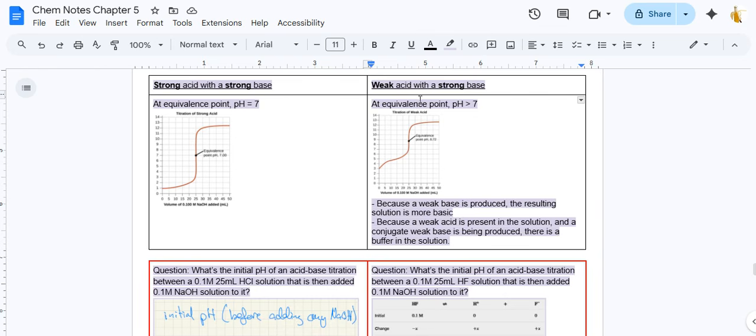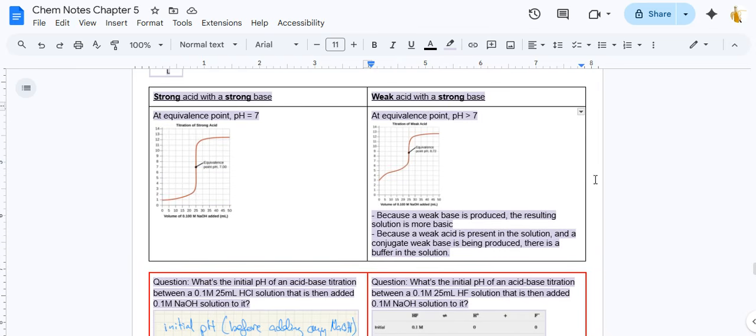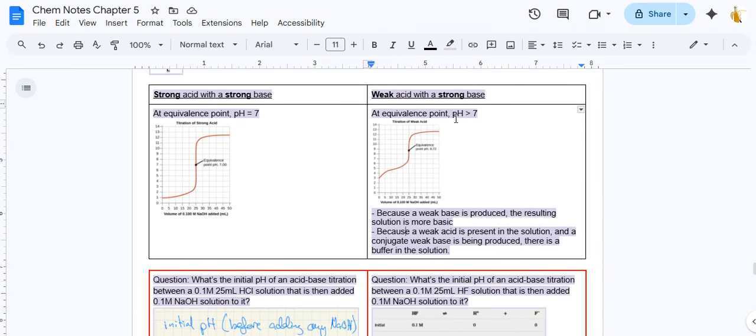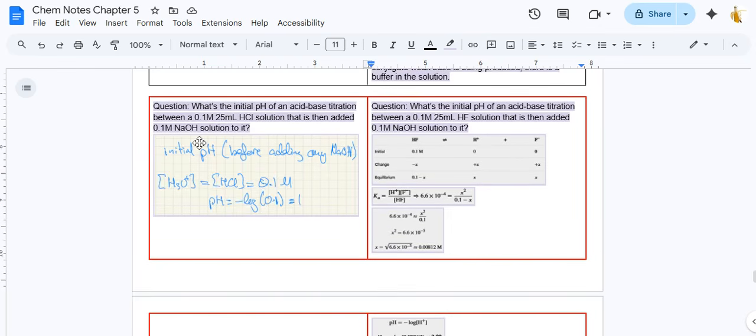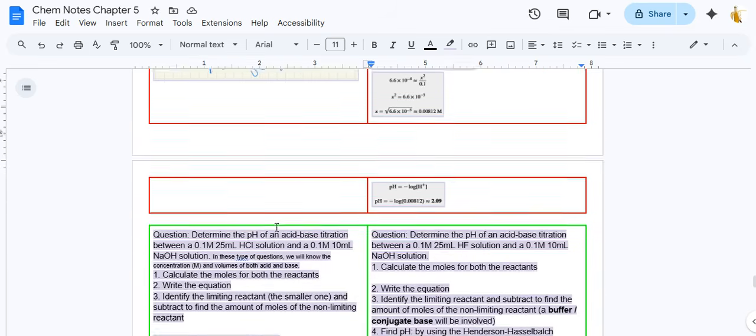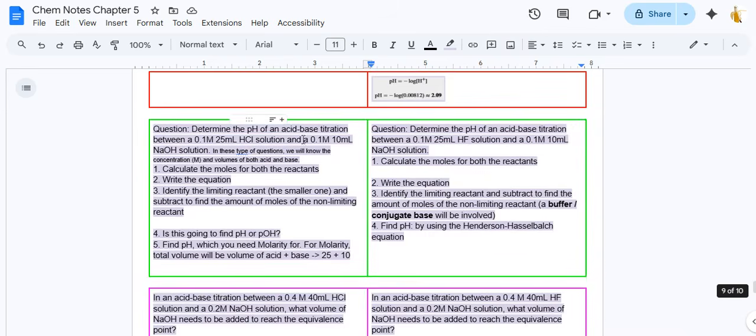Just know that equivalence point for weak acid with a strong base is larger than 7, and a buffer is involved for weak acids with a strong base. So in his lectures, he went over 3 types of questions. So 1 type, 2 type, 3 type.